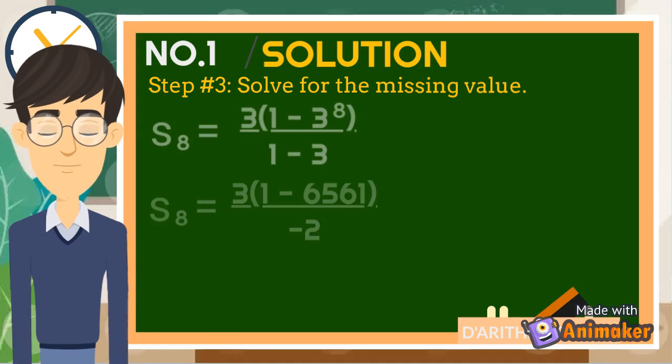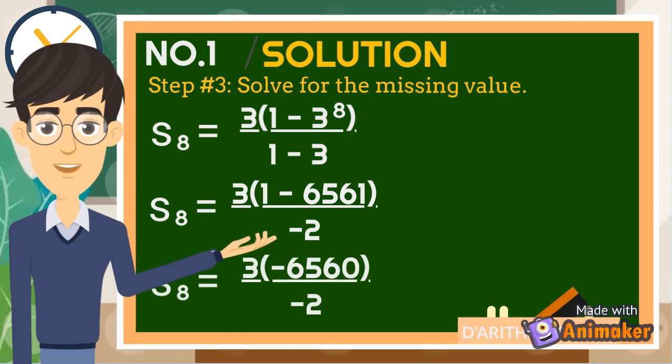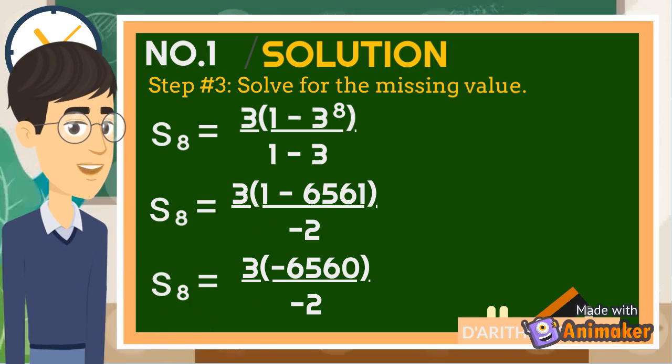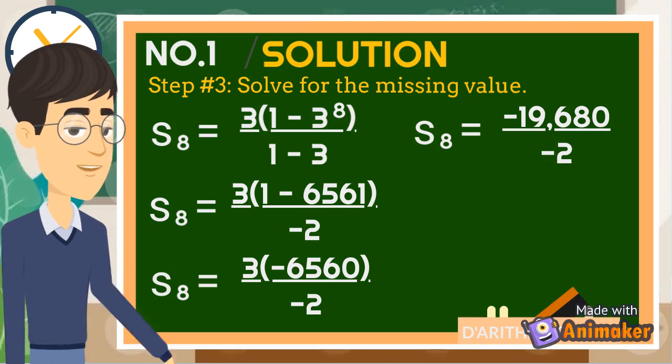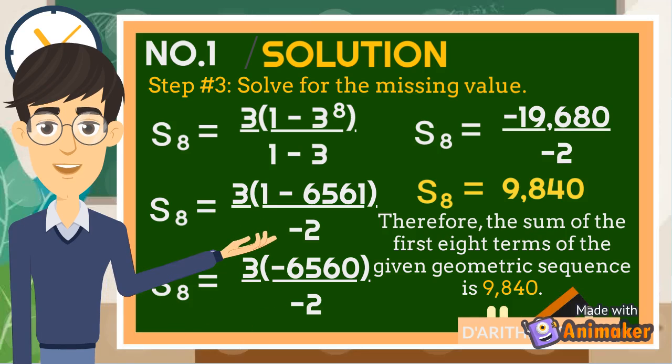Let's start with S sub 8 equals 3 times the quantity of 1 minus 6561, which comes from 3 raised to 8, all over negative 2, as the difference of 1 and 3. Next, we will subtract 1 by 6561, which will give us negative 6560. So, we now have S sub 8 equals 3 times negative 6560 over negative 2. Followed by S sub 8 equals negative 19,680, as the product of 3 and negative 6,560, divided by negative 2. For our final answer, we will just simply divide negative 19,680 by negative 2. This gives us the quotient of 9,840. Therefore, the sum of the first 8 terms of the given geometric sequence is 9,840.